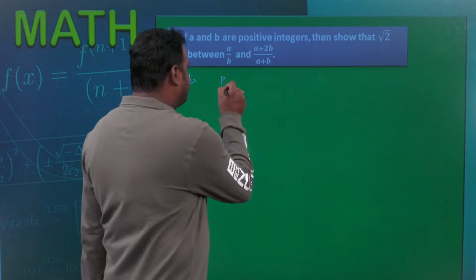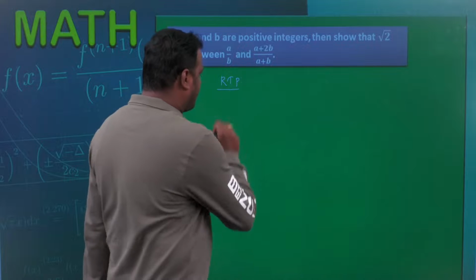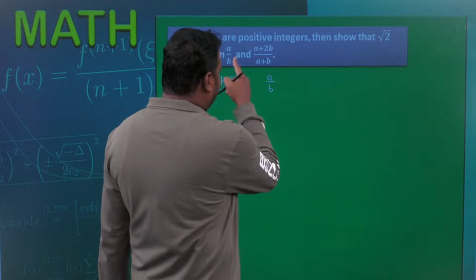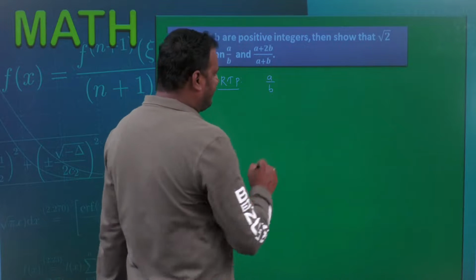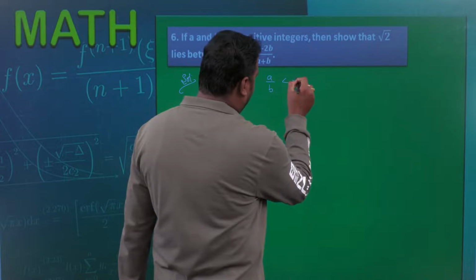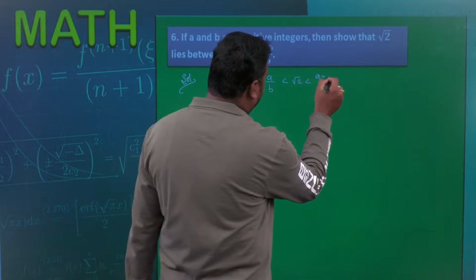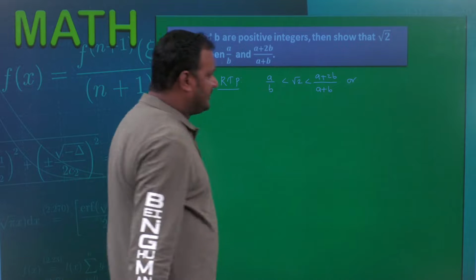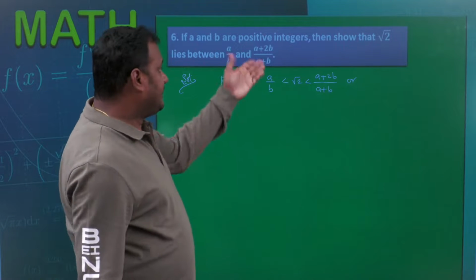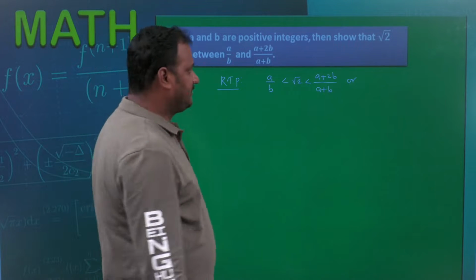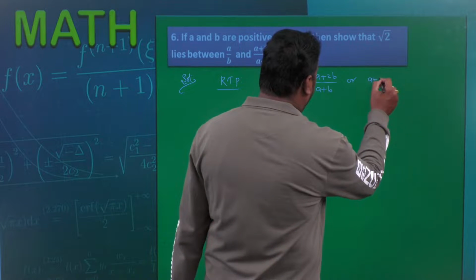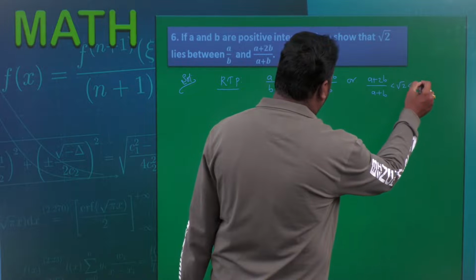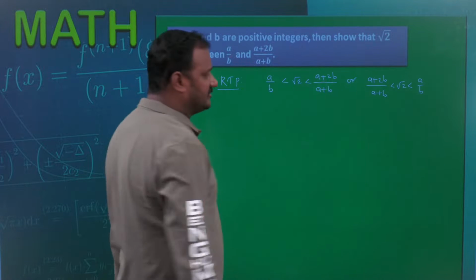Our answer is going to be that root 2 lies between these two numbers. If a by b is smaller than a plus 2b by a plus b, then we need to show a by b is less than root 2, which is less than a plus 2b divided by a plus b. Otherwise, if a by b is more than a plus 2b by a plus b, then we need to prove that a plus 2b divided by a plus b is less than root 2, which is less than a divided by b. So you will have to prove this.